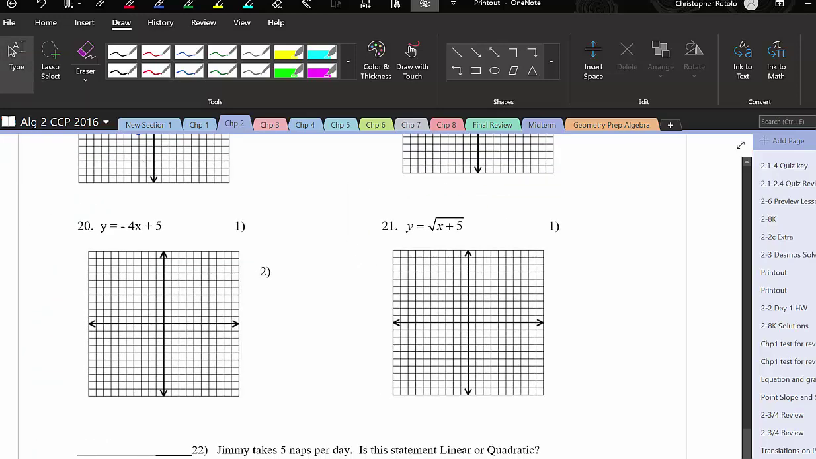Number 20 on here. You don't have this paper, but it's alright. This is linear, so do like you normally would. Start up 5, 2, 3, 4, 5. We're going to go down 4 and over 1.